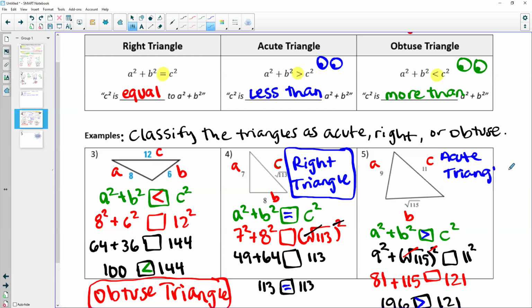Right. So as you guys are practicing with the homework assignment, definitely use these three scenarios as your reference when deciding if it's acute, obtuse, or right. The last question we're going to look at here in the notes is just going to be a word problem.